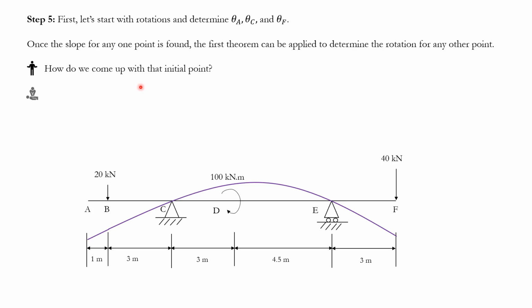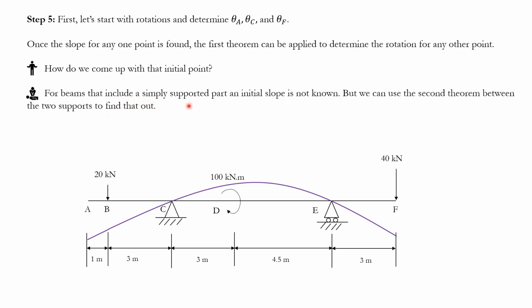What do I choose? Well, for beams that include a simply supported part where the initial slope is not known, we can actually use the second theorem, surprise there, between the two supports to find that, right? You might say, wait a minute, the second theorem is for deviation, and that probably is related to deflection, isn't it? Well, we can actually use the second theorem because it's just a deviation, it's just a length, right? So we can use that to our advantage to find our rotation as well if we need to.